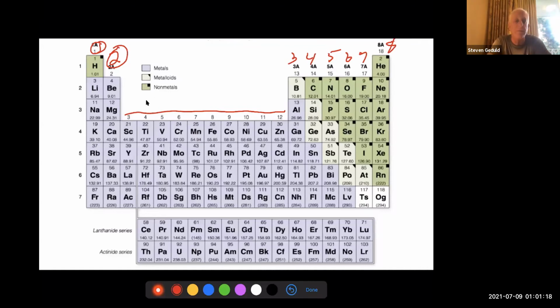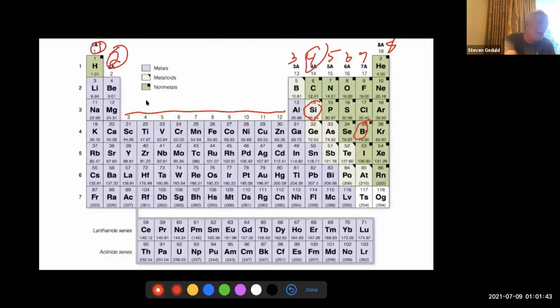Look at silicon. Silicon has how many valence electrons? Silicon's right here, so it'd be 4. Perfect. What does bromine have? 7. Yeah, that's exactly how you do it. So you should know valence electrons for every element now. Just look at the periodic table. It's right there.